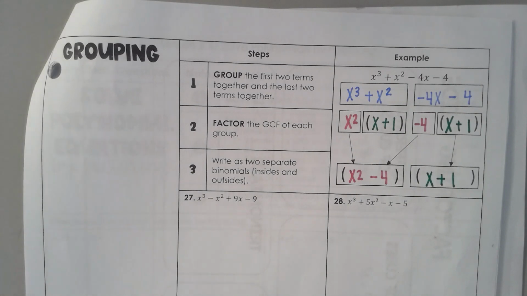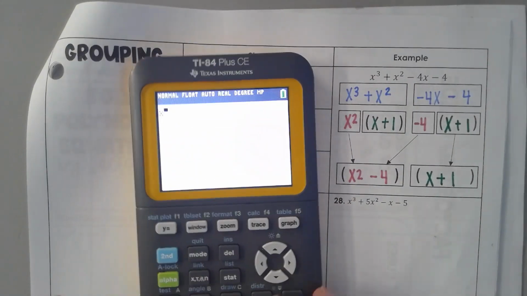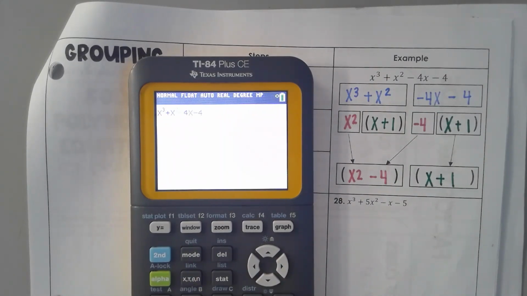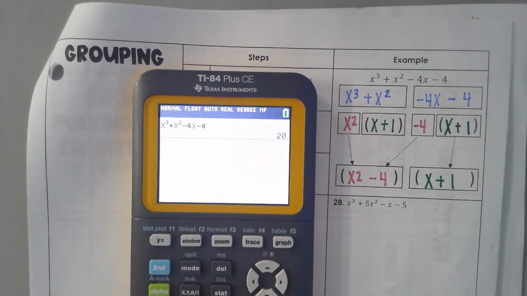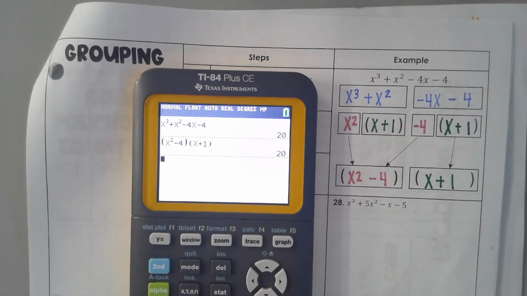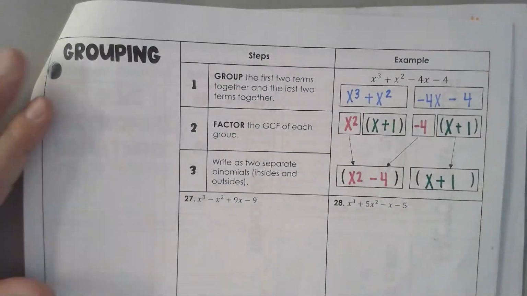And so you can check your answer. Okay, so if I do x cubed plus x squared minus 4x minus 4, I get 20. And then if I do x squared minus 4 times x plus 1, I also get 20. That tells me it was correct. And that's it.